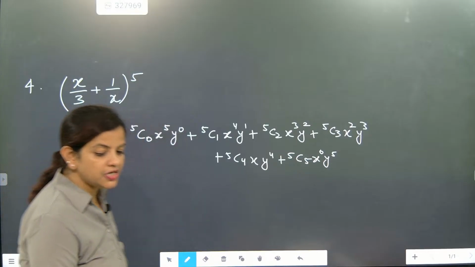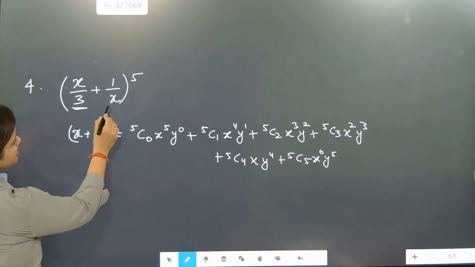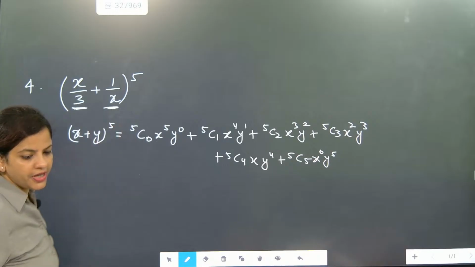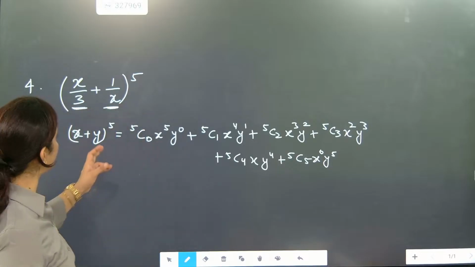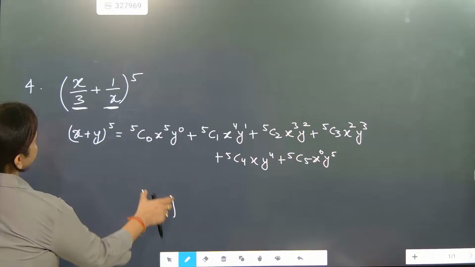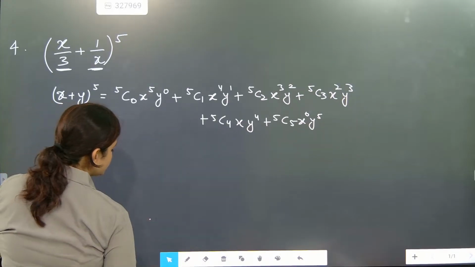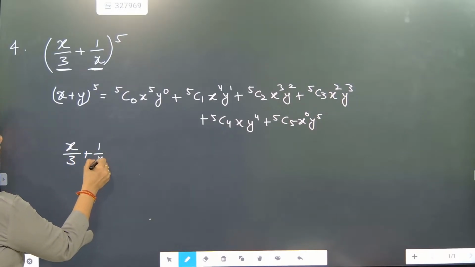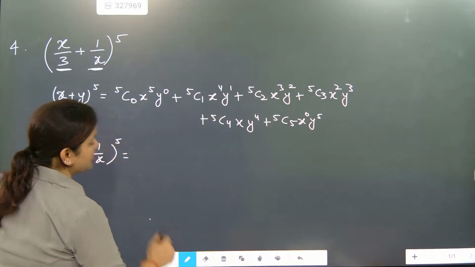Now beta, after expansion, how are you going to write? See, look here beta, this part is x and this part is y. One part is x, another part is y. So come on, solve this question. What we are going to do here is use the same content. Check this one out and solve and tell me, because here x by 3 plus 1 by x to the power 5 is there. So what are we going to write? I also told you the method of writing.